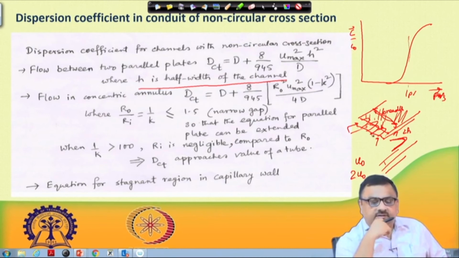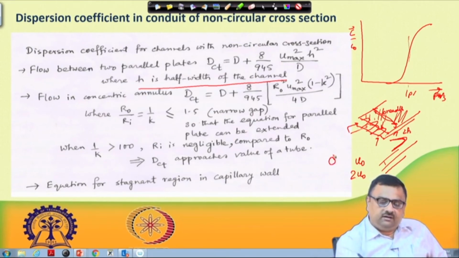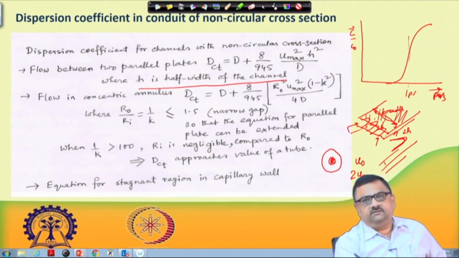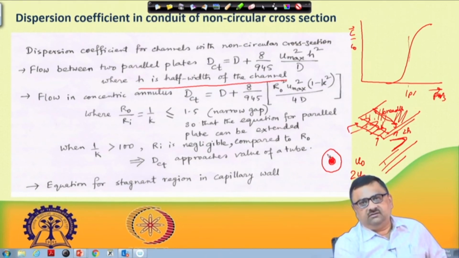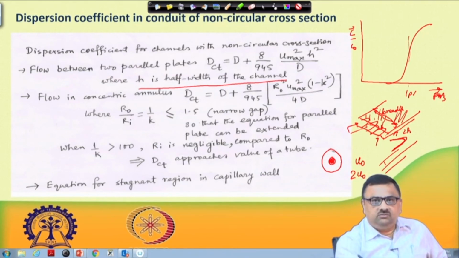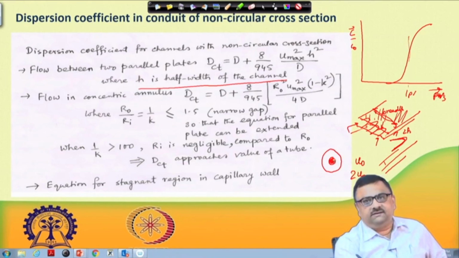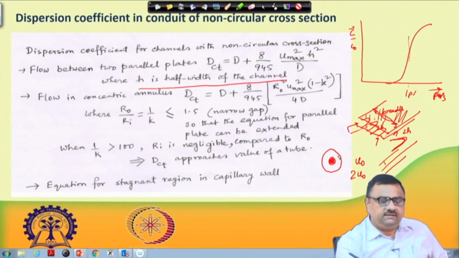Similarly, if somebody works with a concentric annulus, that means you have flow taking place through this annulus. This part is blocked, flow is taking place through this annulus. So, what kind of mixing will take place? It is not a circular cross section, it is not a flow between two parallel plates either, it is flow through an annulus, to be precise. In this case, for flow in a concentric annulus, this is the expression one ends up with.